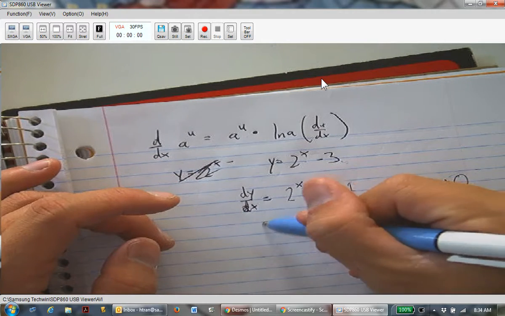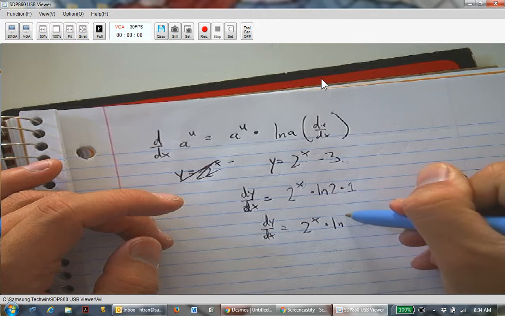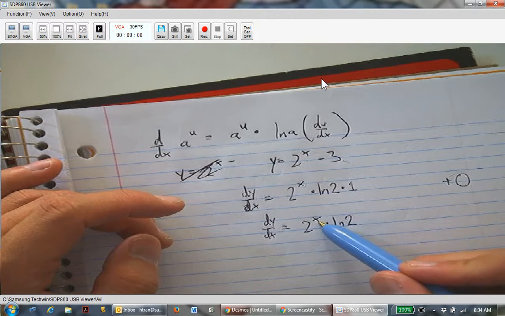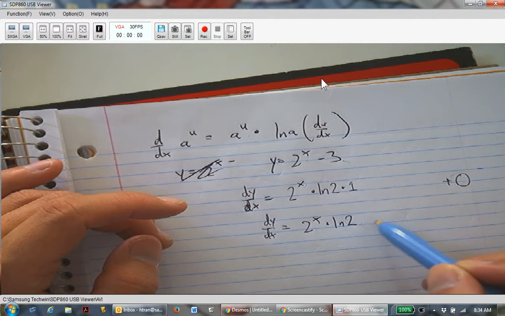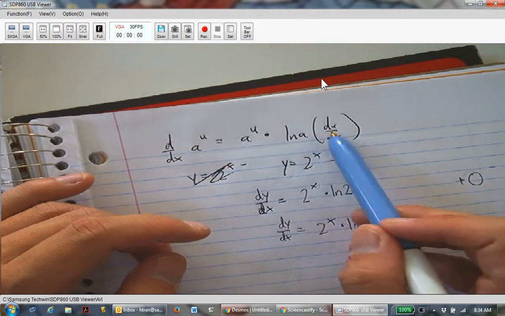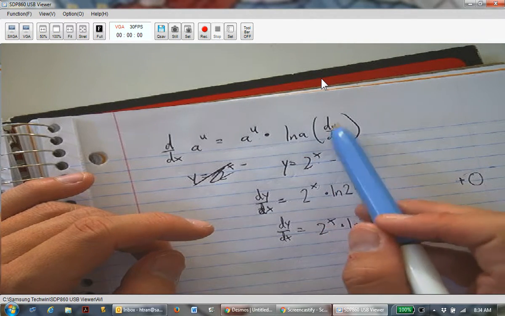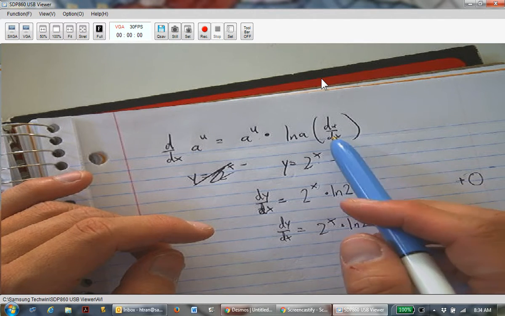So that's it. So dy/dx is equal to 2 to the x times ln of 2. I know that's confusing what I just did, but if you saw x squared, then you would write times 2x. Does that make sense? That'd be the chain rule. That's right. This represents the chain rule. Anytime you see u's and du's, that's basically telling you chain rule, okay? Don't ever forget the chain rule. That's all it's telling you.